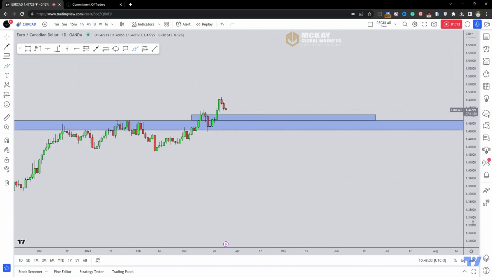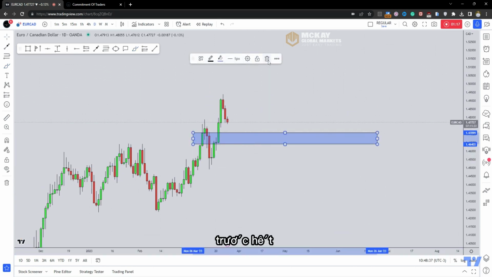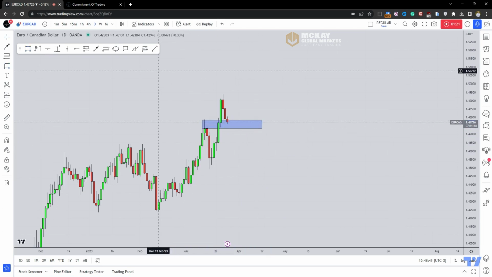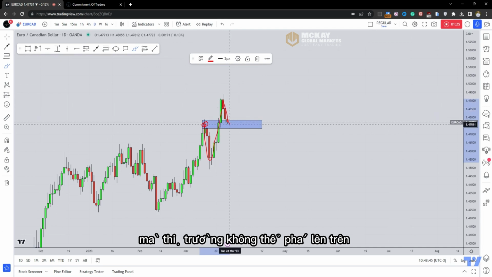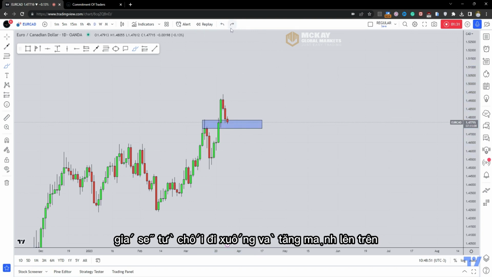Dropping down on the daily, things become even more interesting because what we can notice is that, first of all, the market is testing precisely the previous daily high. Now, the previous daily high is previous resistance, which now that the market has broken it to the upside, is acting currently as support. So, what we could expect from this level is a potential rejection to the upside.